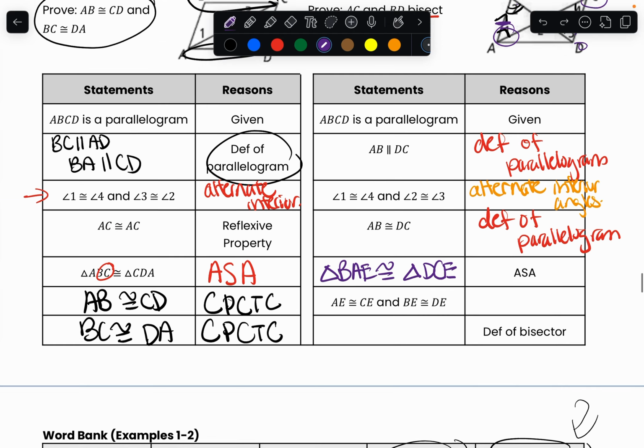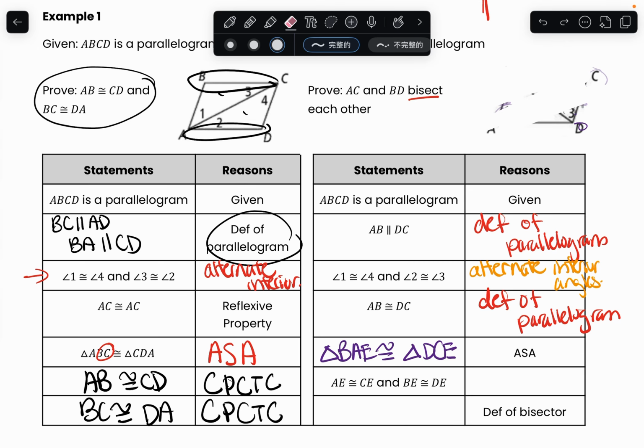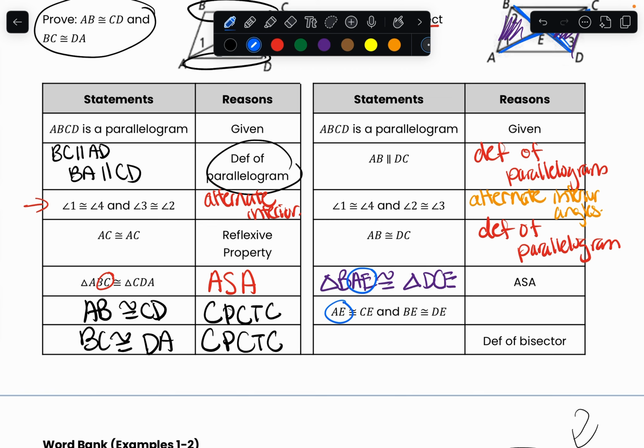Now, on my next reason, for my next statement, let me go ahead and erase this messy picture. It says my AE is going to be congruent to CE. And it says that my BE is going to be the same as ED. Now, the reason I can claim this is because on the previous statement, I just proved that these two triangles are congruent. So therefore, if you use your congruent statement, you will see that AE, which is right here, is congruent to CE, which is your congruent statement right here. So therefore, they are congruent.